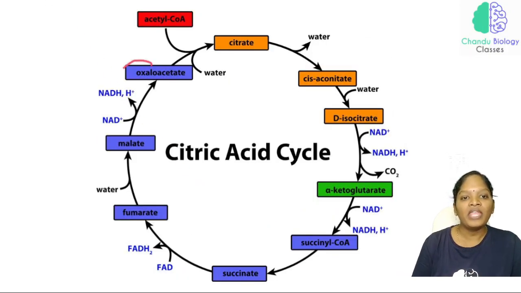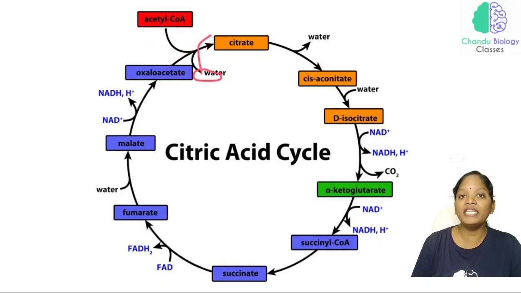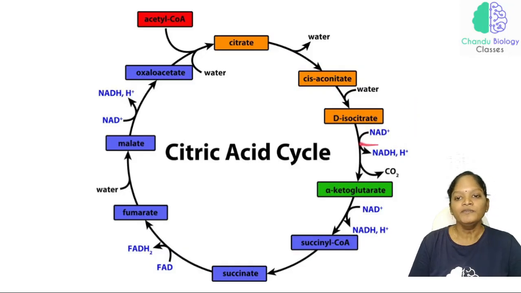Just see here, oxaloacetate combined with acetyl CoA. Acetyl CoA has been combined with this oxaloacetate, together they form citrate. Here water has been included, here water has been eliminated. Now citrate has been converted to cis-aconitase. In the next reaction the water is accepted, and now it has been converted into isocitrate.